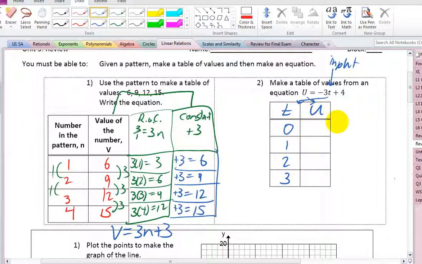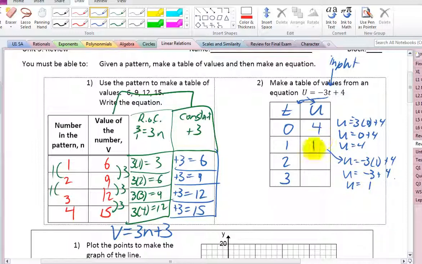And so we can get U equals negative 3 times 0 plus 4, U equals 0 plus 4, U equals 4. Okay? For the next one, U equals negative 3 times 1 plus 4, negative 3 plus 4, 1. Don't forget the U equals part. Okay, and then we're going down by 3 each time. So I would double check though, because you know I like to be perfect, since I am. Multiply by 2 plus 4, negative 6 plus 4, yep, negative 2, just like I wrote.